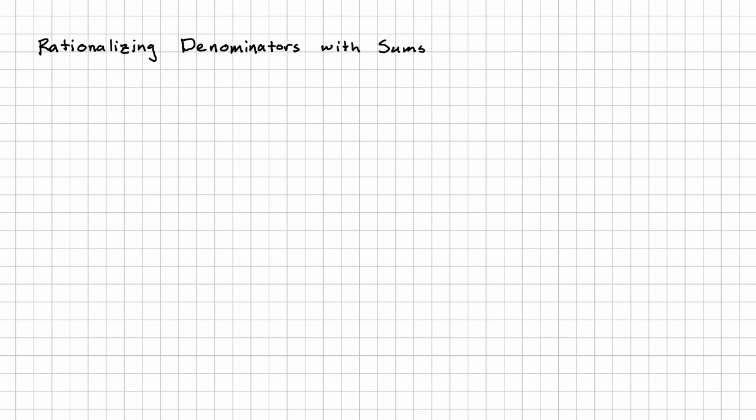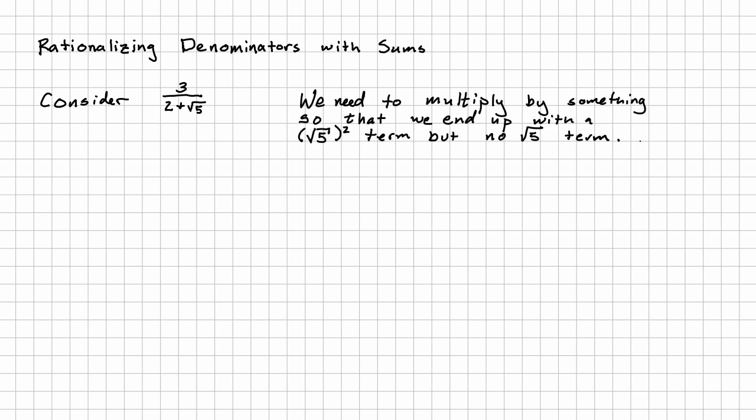So far, in the denominators that we've wanted to rationalize, we've had a single radical term and nothing else. But what if we see something like this? In this expression, we have a sum in the denominator, which includes a radical. And we need to come up with something to multiply this by, where we'll end up with a root 5 squared term, but no root 5 term.